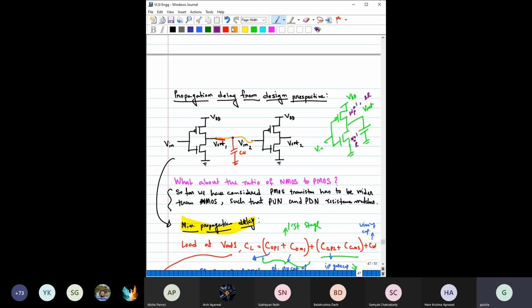See, if you are saying WN equal to 2, then what would be the equivalent resistance of this transistor? It would become R by 2, right? But you are keeping WP equal to 1, that means its resistance would be 2R. So while charging, it will see a resistance of 2R, while discharging, it will see a resistance of R by 2. So the symmetry will be even worse than the previous case.